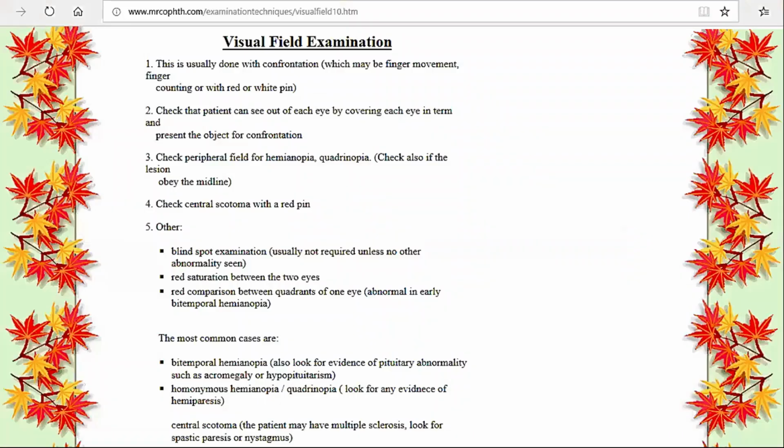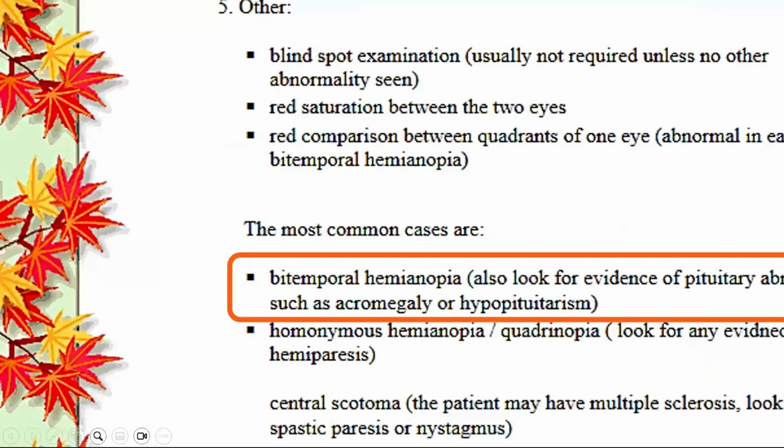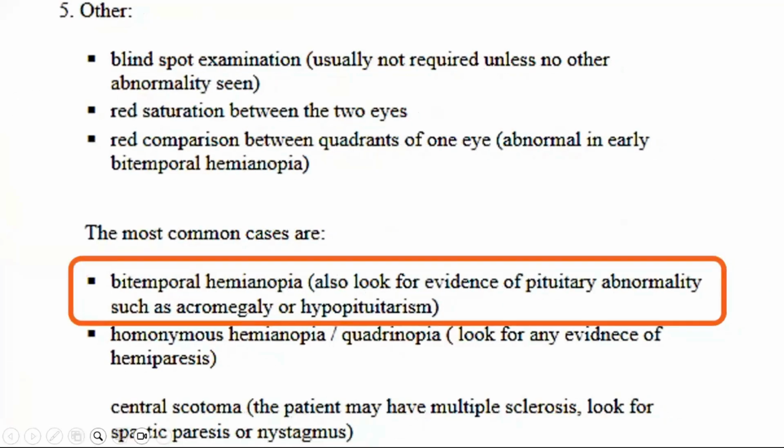So be aware of hyposecretion. This is from the Showa website. As you can see here, the most common finding in the visual field is bitemporal hemianopia. Also look for evidence of pituitary abnormalities such as acromegaly. So this is an example of hypersecretion of growth hormone in adulthood, or hypopituitarism, because the tumor compresses the surrounding normal tissue, resulting in decreased secretion of the gland. So make sure to know a little bit about hyposecretion as well.